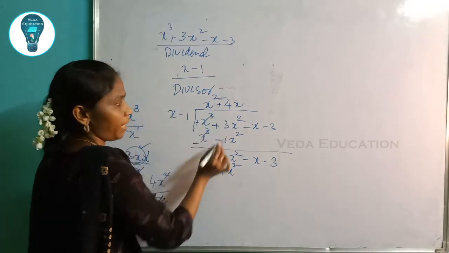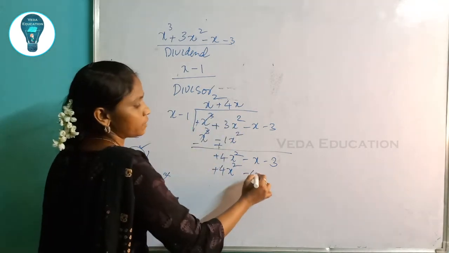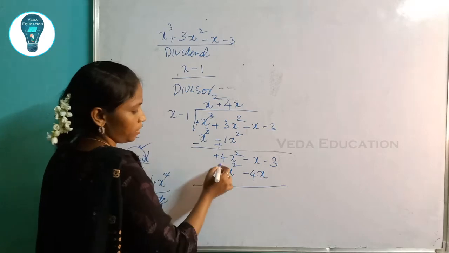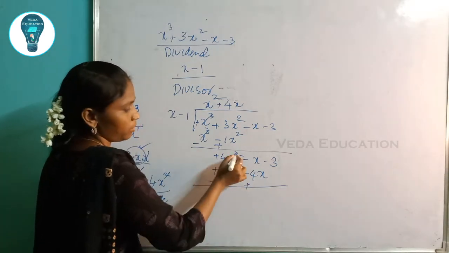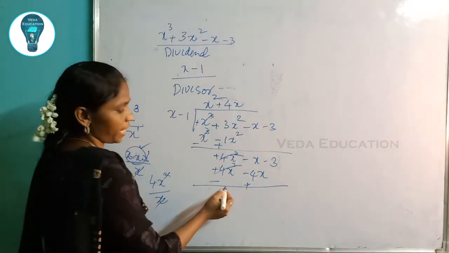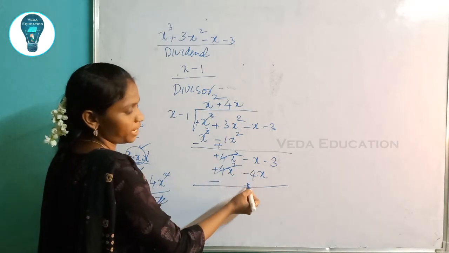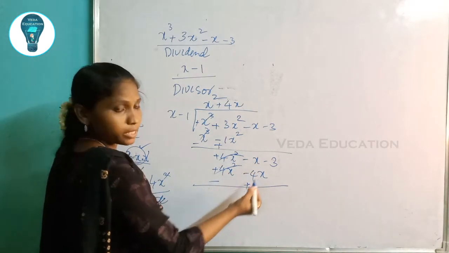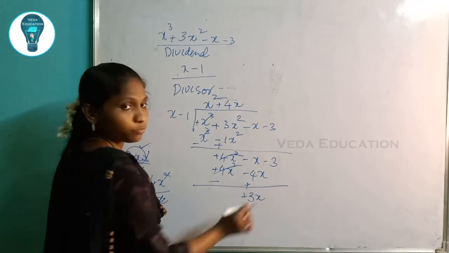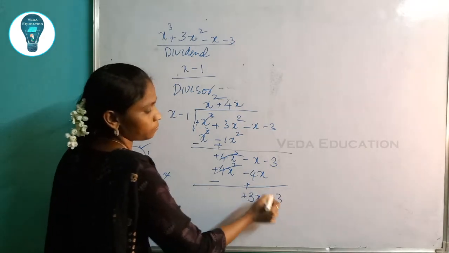And plus into minus, minus. 4x into 1 minus 4x. Next, change the symbol. Plus 4x square, minus 4x square cancelled. And here minus, plus 4x. So it will be subtract and you will get plus 3x. Okay. Next, minus 3.